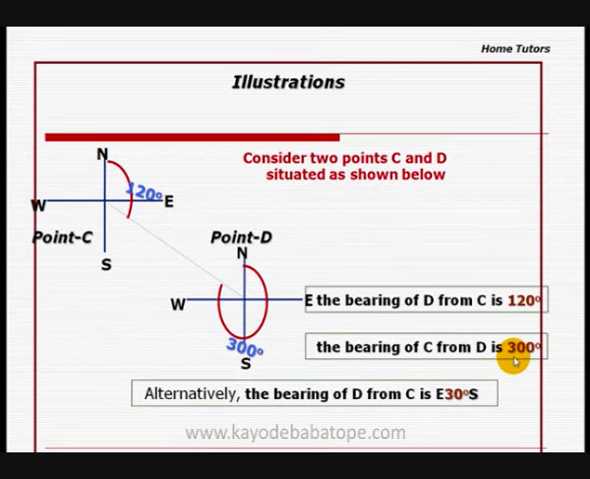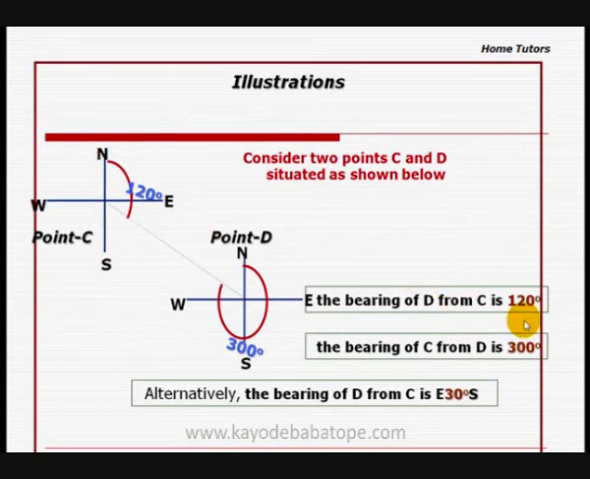Alternatively, if we want to quote these bearings in terms of compass bearing, the bearing of D from C can be expressed as, take note that this angle is 30 degrees. If the whole of this angle is 120, and we know that this portion of it is already 90, what that means is that this small portion is 30 degrees. Therefore, the bearing of D from C can be expressed as east 30 degrees south. That is, starting from the east of C, move 30 degrees towards the south.